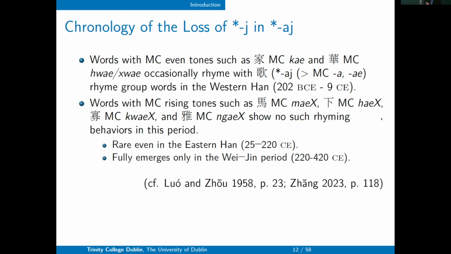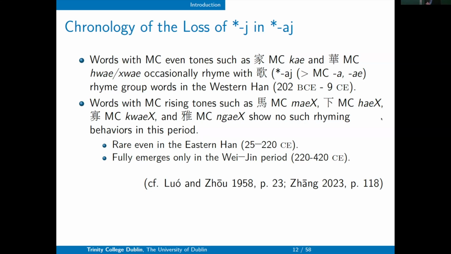However, from the received Western Han poems, we have seen the evidence that there has been the loss of E in Old Chinese I in Western Han. So scholars like Luo and Zhou found that words with Middle Chinese even tones, such as jia and hua, occasionally rhyme with traditional ge rhyme group words in the Western Han, which is around 202 BCE to 9 CE.